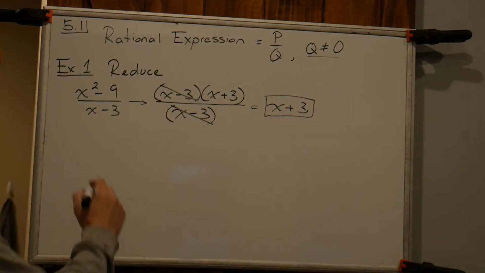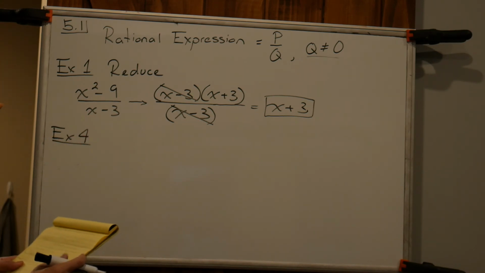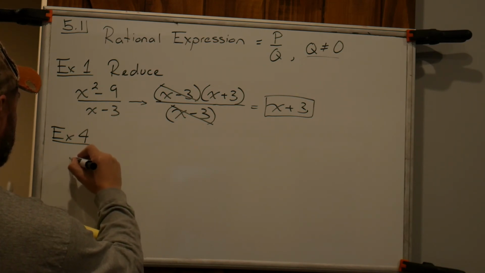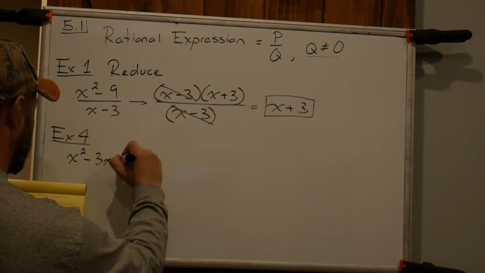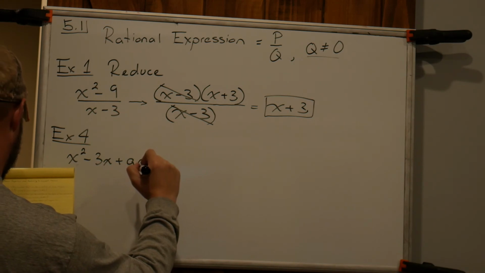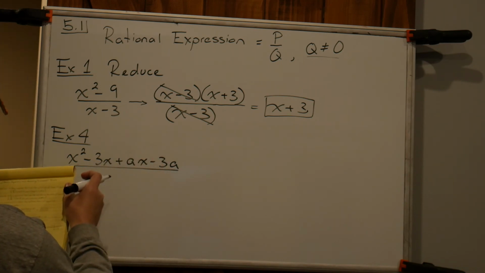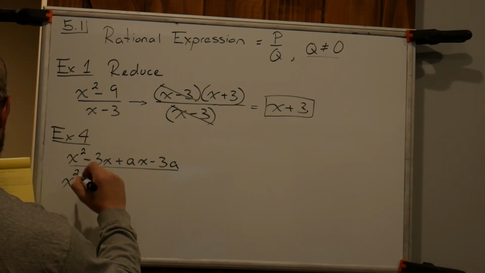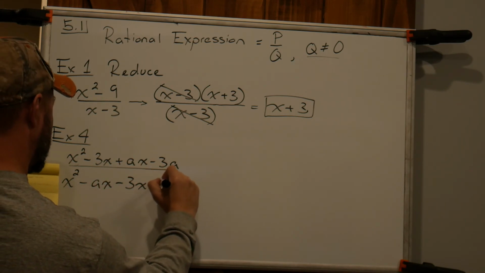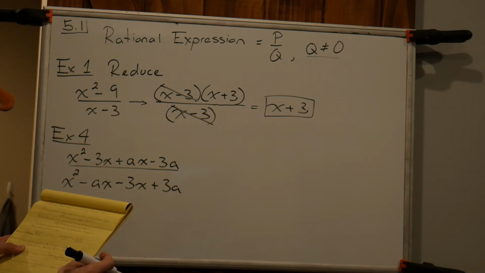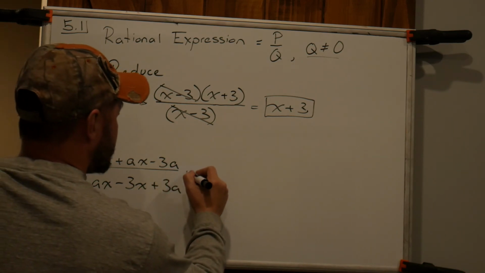Okay? We're going to skip ahead a little bit and go to example 4. And example 4 asks us to reduce, and they give us x squared minus 3x plus ax minus 3a. So a pretty big chunk here that they give us. X squared minus ax minus 3x plus 3a on the bottom. Hopefully I wrote everything correctly. I will double check real quickly. Yep. So what happens here?